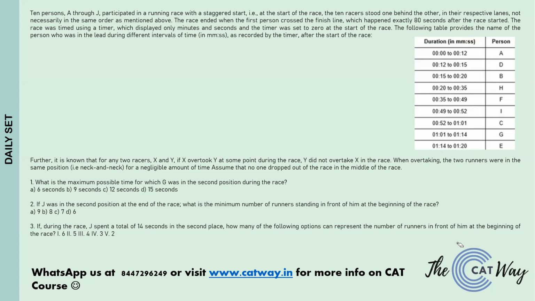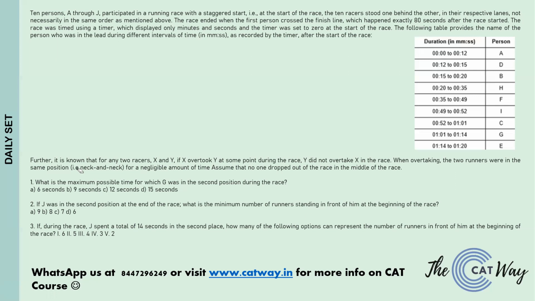One more piece of information has been given: for any two racers X and Y, if X overtook Y at some point during the race, Y did not overtake X in the race. So let's say between two people, A and D. Now A was the leader, A was at the top, for the first 12 seconds.